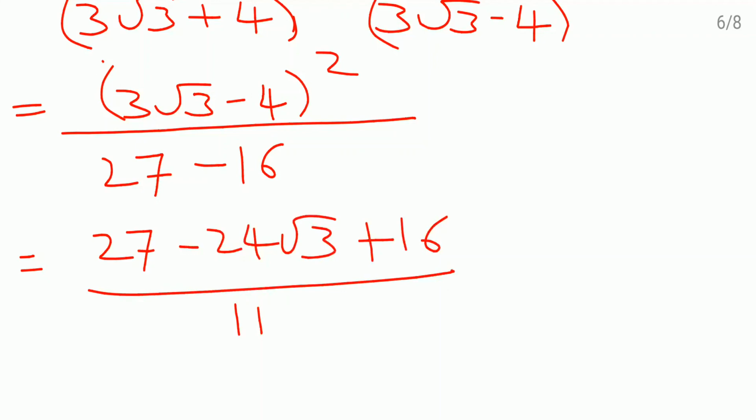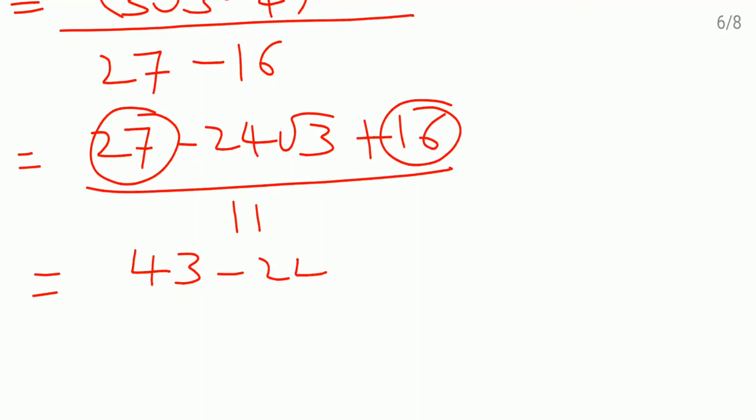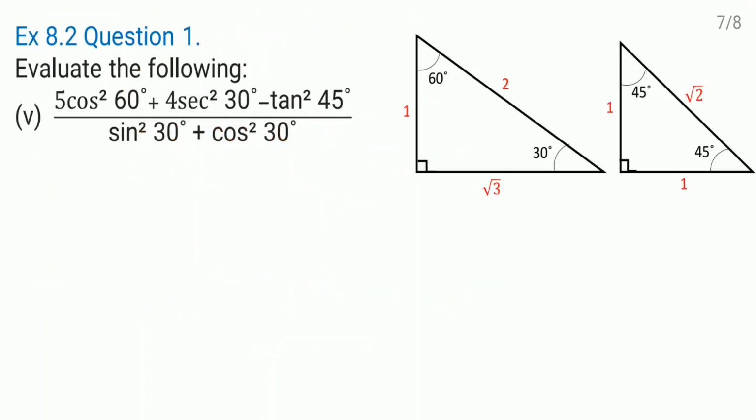is 11. Okay, now here this 27 plus 16, it comes as 43 minus 24 root 3 divided by 11, because our denominator became the rational number. So as soon as it becomes rational number, you stop it. Fine. So this is the final answer for the fourth question. Come to the next one here.